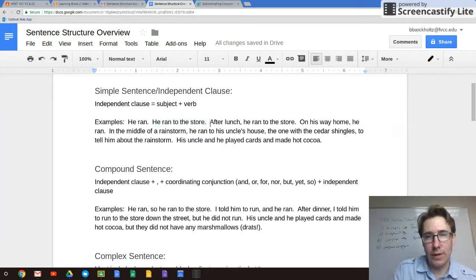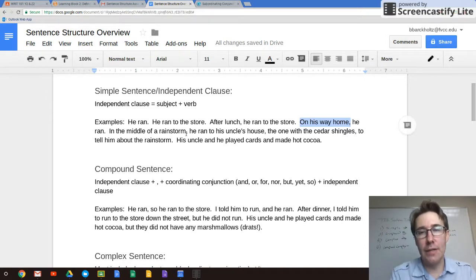After lunch, introductory clause, but not a full sentence. He ran to the store. On his way home, prepositional phrase, introductory clause, but really what happens here is he ran. Again, we have these little bits of dependent parts, but nothing that changes the subject and verb, he ran, which tends to be a theme here. It's kind of like Forrest Gump.